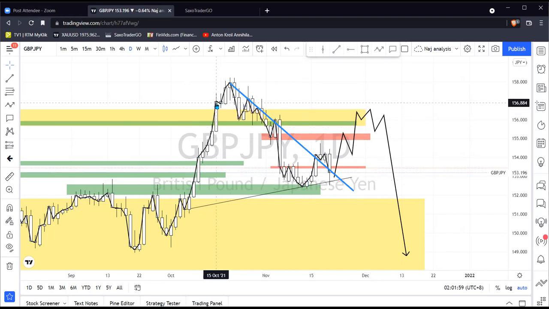Does this make sense? Yep, this makes sense because this also already made a breakout and this also makes a breakout. So that's why it respects, you see.